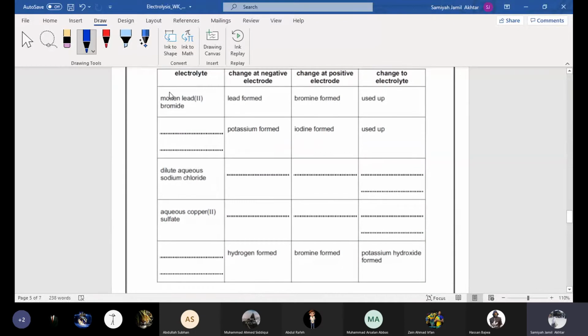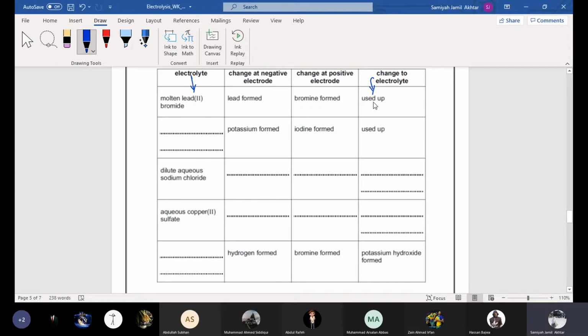So the first line is completed. You have to write the electrolyte, if it is not written, that what will be the electrolyte? Information is this. Okay, and change in electrolyte used up. So if the change in electrolyte, like what is left in the solution after the electrolysis. If there is nothing left in the solution, it means that the substance will be molten. And if there is something left in the solution, it means it's a solution.